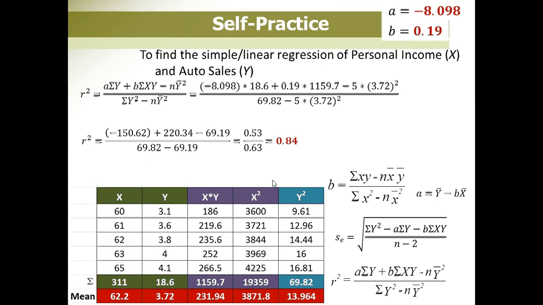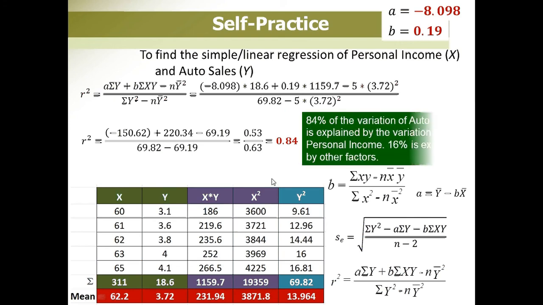Then we get r squared, 0.84. In order to interpret the r squared, we need to use the percentage. And we say 84% of the variation of auto sales is explained by the variation of personal income. 16% is explained by other factors. This is how we calculate the coefficient of determination.